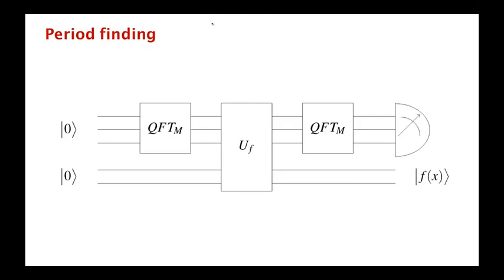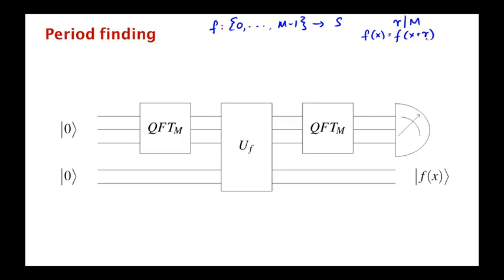That's a small change. So remember, we have a function f which maps 0 through m minus 1 to some set s, and f is periodic with period r. So r divides m, and with the property that f of x equal to f of x plus r for every x. And now what we are trying to do is figure out what r is.